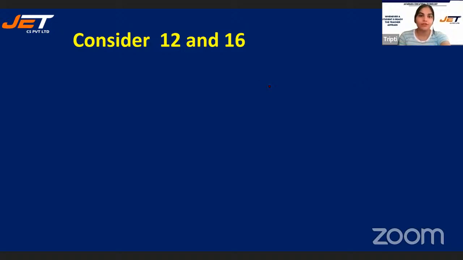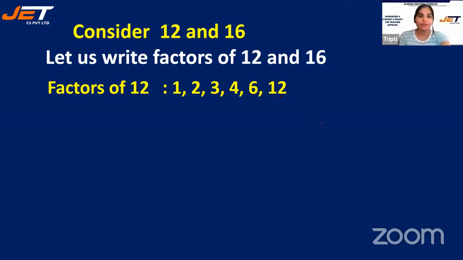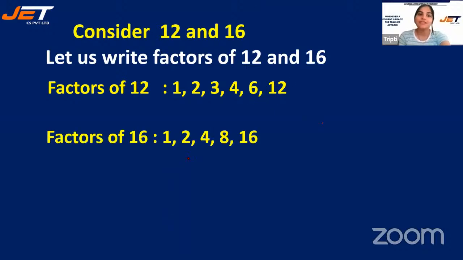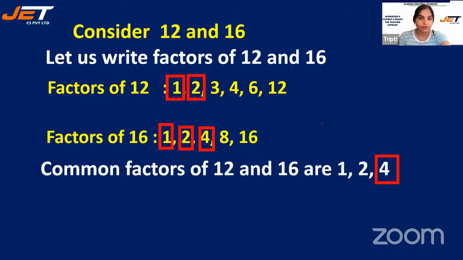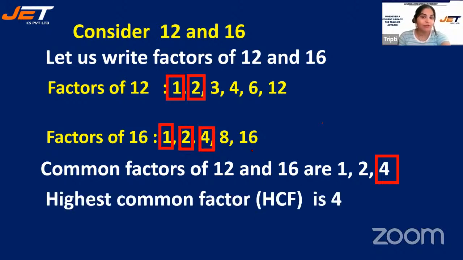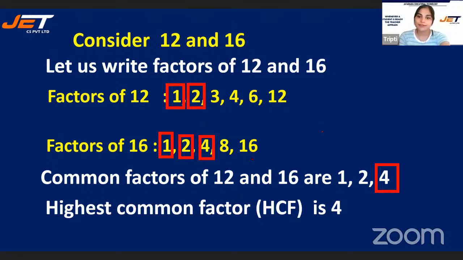So for 12, the factors are 1, 2, 3, 4, 6, 12. For 16, the factors are 1, 2, 4, 8, 16. The common factors are 1, 2, 4. That's it. Highest common factor is 4. Easy, right? Yeah, perfect. Okay, now the next one.